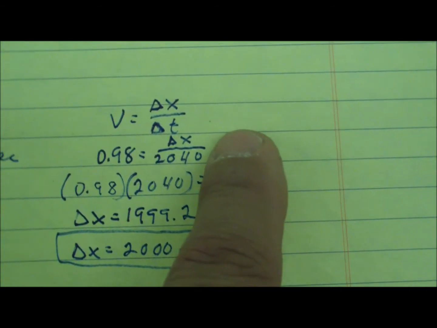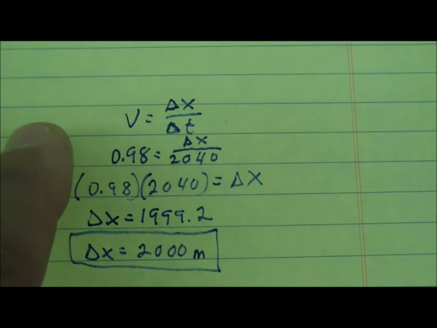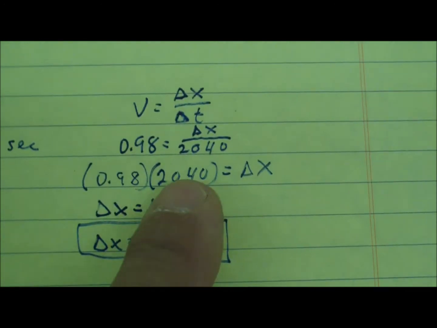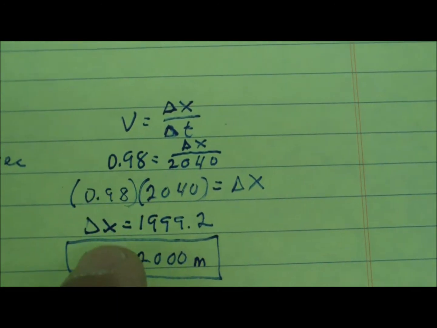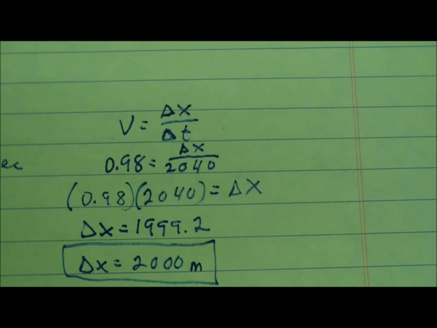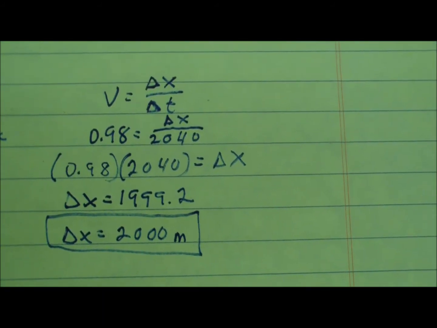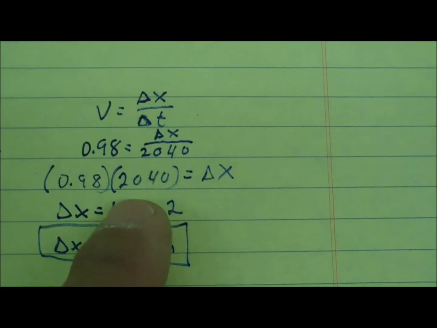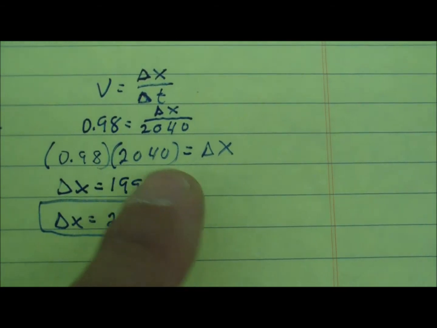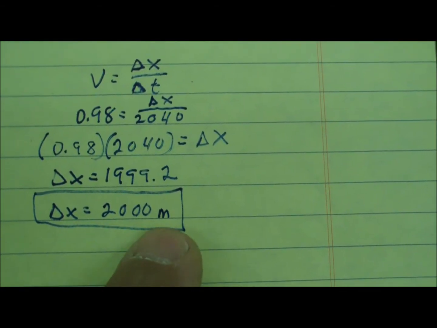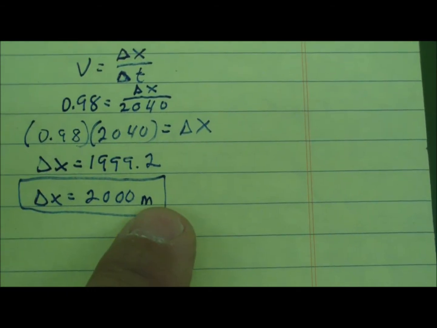Okay, then I multiply both sides by 2,040. And so this guy comes over here. This times this gives you 1,999.2. Significant figures plays a role in this. So 2,000 meters, and I box in my answer.